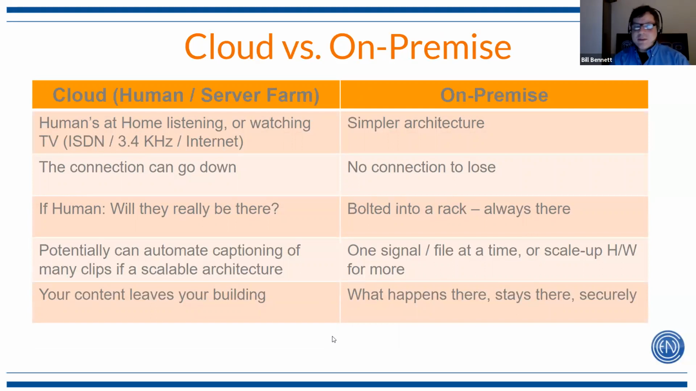So a little bit about cloud versus on-premises. Like I said, humans at home can get a 3.4 kilohertz voice grade signal, or some kind of audio stream, and send it back either through the web or ISDN.